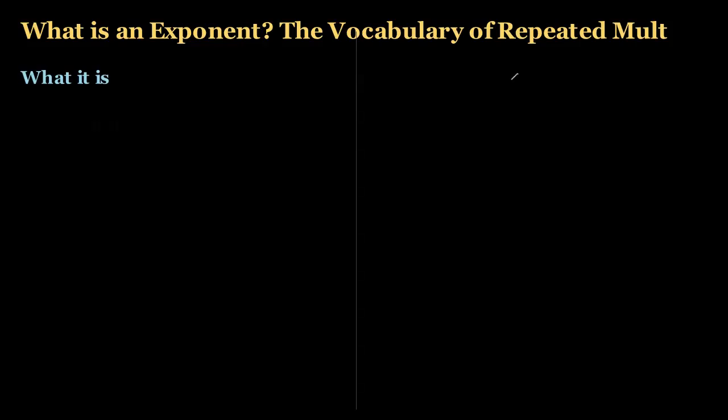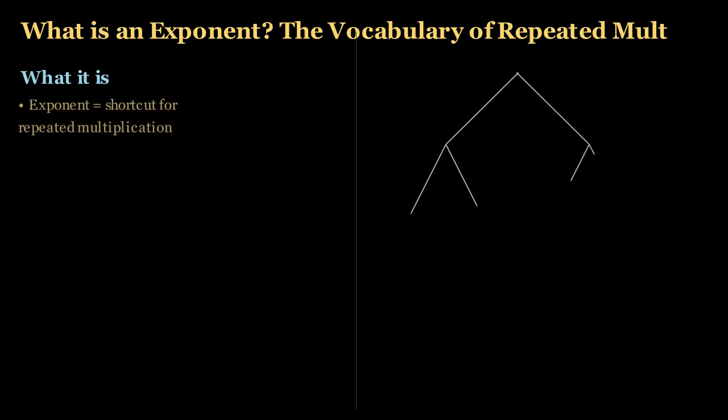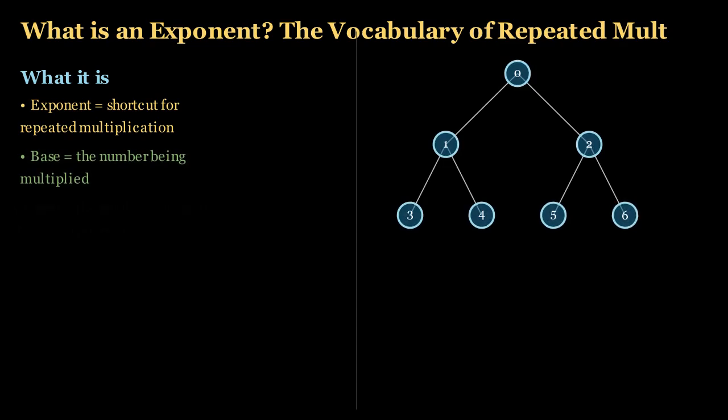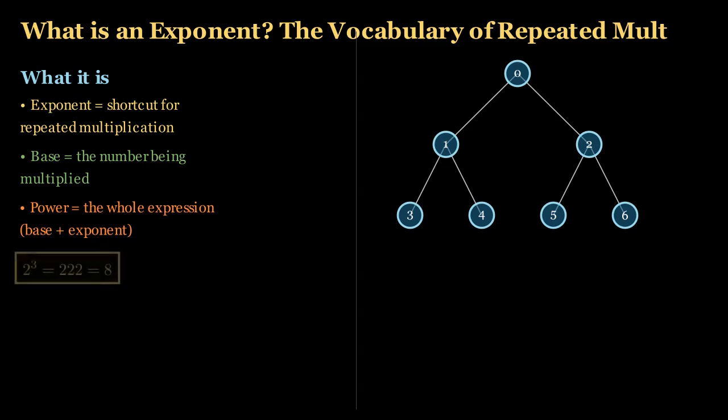Imagine you have a plant that doubles in size every day. On day 1, it's just 1 unit tall. On day 2, it's 2 units. On day 3, it's 4 units. Writing 2 times 2 times 2 every time gets messy. So mathematicians invented a shortcut, the exponent.